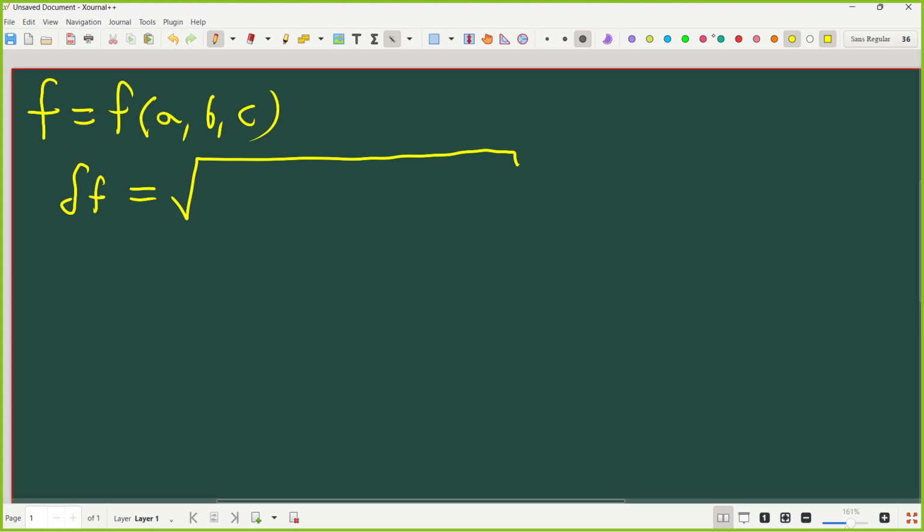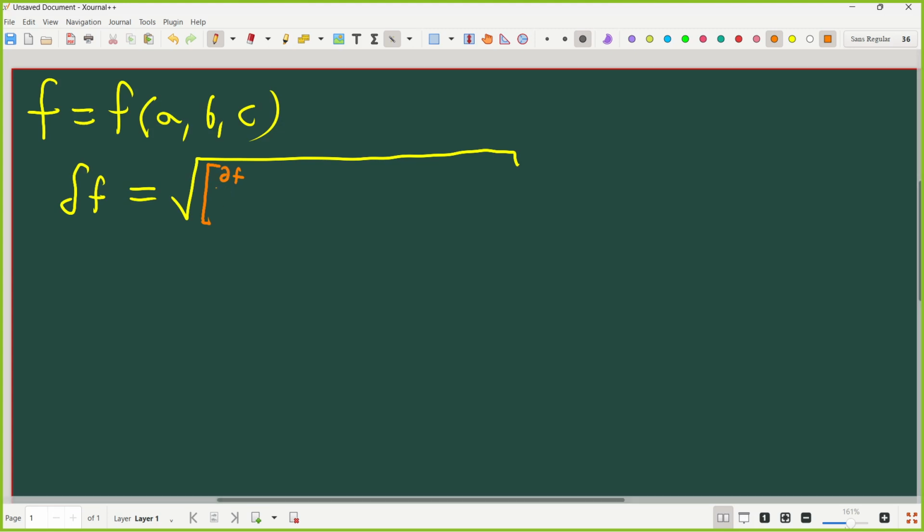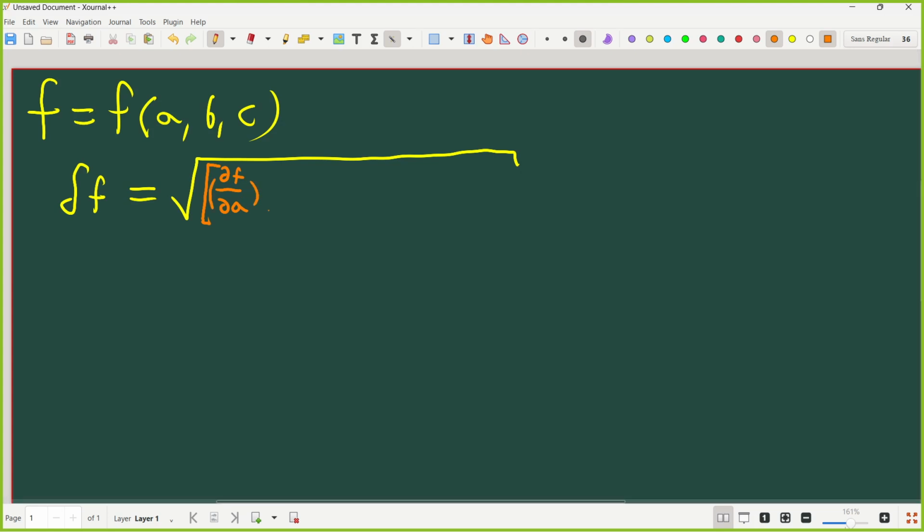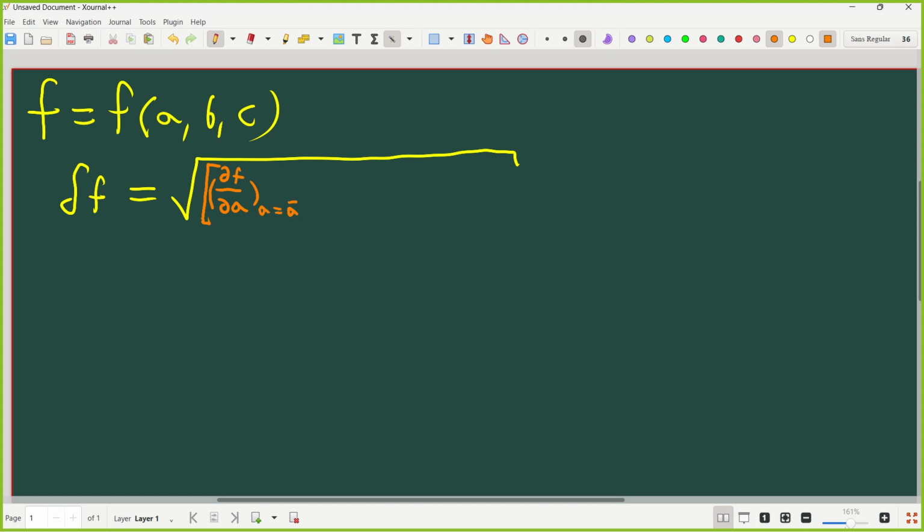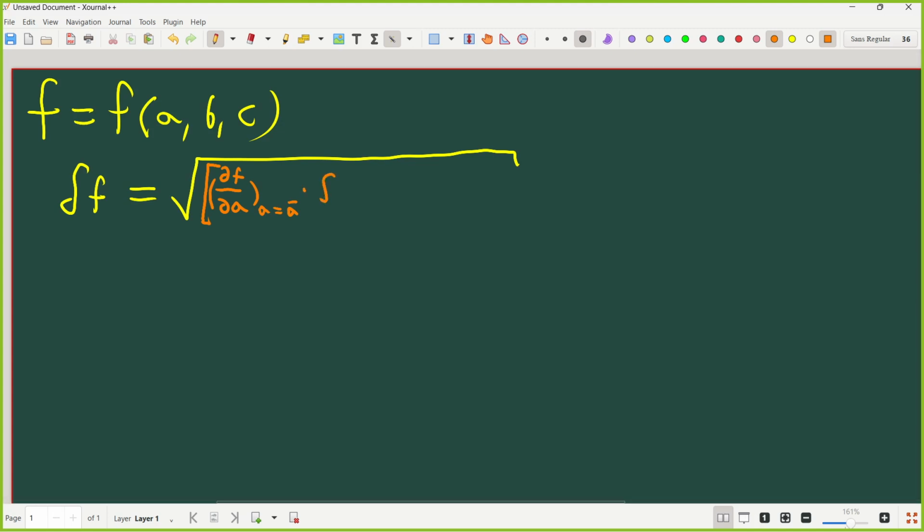I'll just write in a different color. So we're going to take the partials of the function, sorry, that's the wrong partial symbol, it's this d, with respect to each of the variables, and we're going to evaluate that derivative at the point that we've measured, right? So we're going to take whatever value of a we measure, which is a bar, and we're going to evaluate the derivative at that point, right? That tells you how much the function is changing as a moves at that point. And we're going to multiply it by the error that we observe for that value and square it.